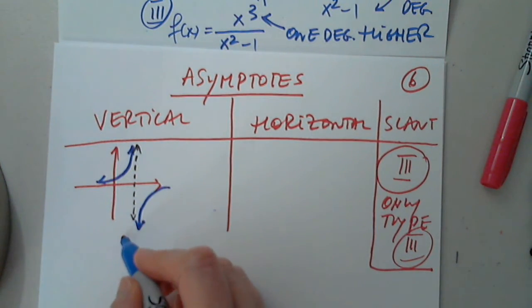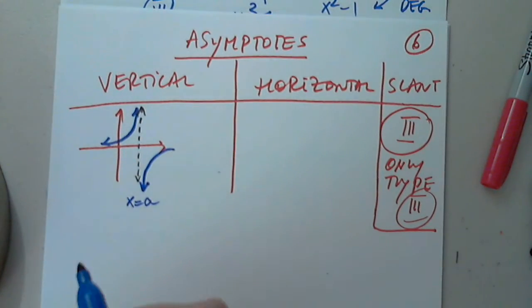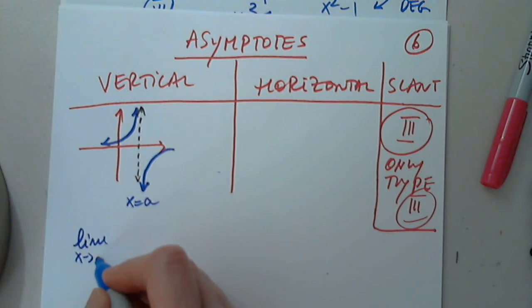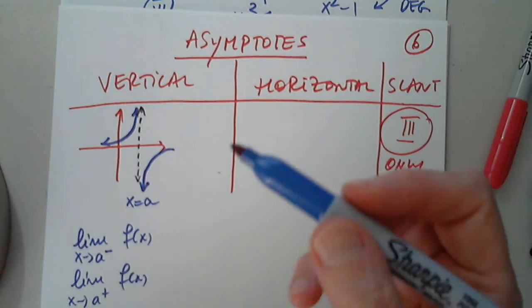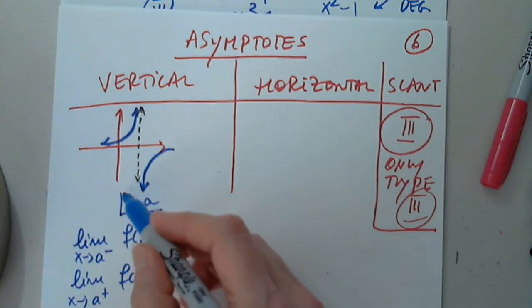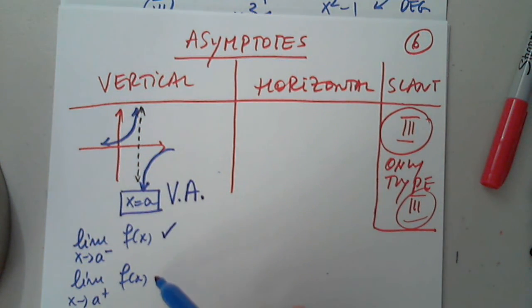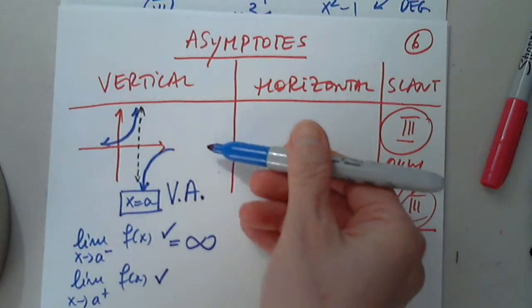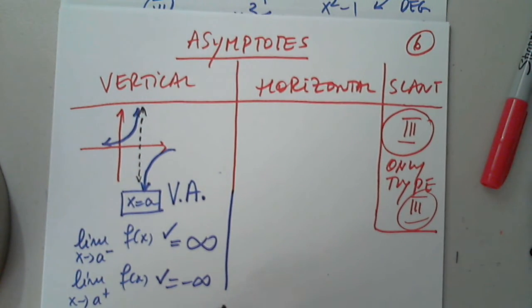So if this is x equals a, any number you want, then we will have to determine the limit as x approaches a from the left of the function, and of course the limit as x approaches a from the right of the function. So it's not sufficient to say, oh, I know x equals a is a vertical asymptote. We also have to determine these 2 limits. In my example here, this first limit from the left is infinity, and the right limit is negative infinity. That's all there is about vertical asymptotes.